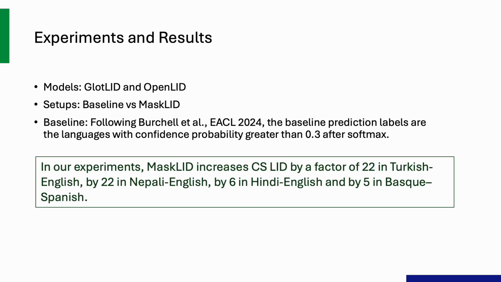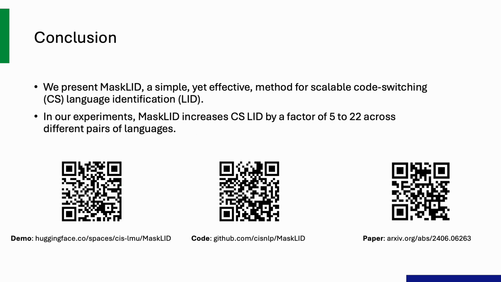As a result of our experiment, in baseline versus MaskLID, MaskLID increases CS language identification by a factor of 22 in Turkish-English, 22 in Nepali-English, by 6 in Hindi-English, and by 5 in Basque-Spanish. As the takeaway, in this work we present MaskLID, a simple yet effective method for scalable code switch language identification. MaskLID doesn't need any training, and in our experiments, MaskLID increases CS language identification by a factor of 5 to 22. You can also find our code open source.